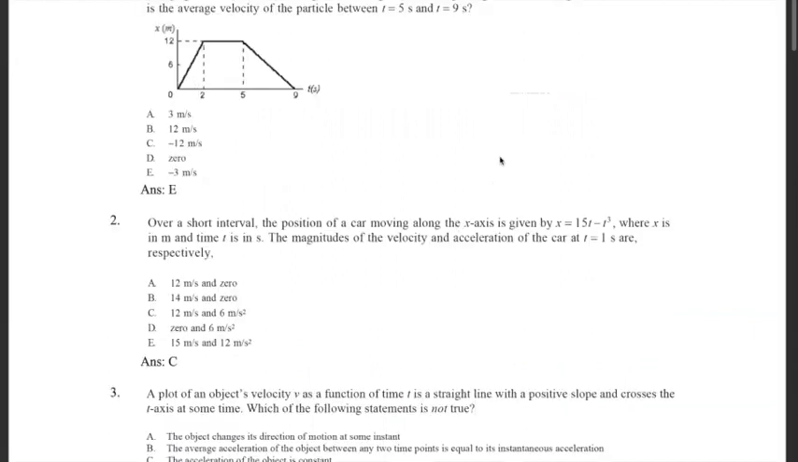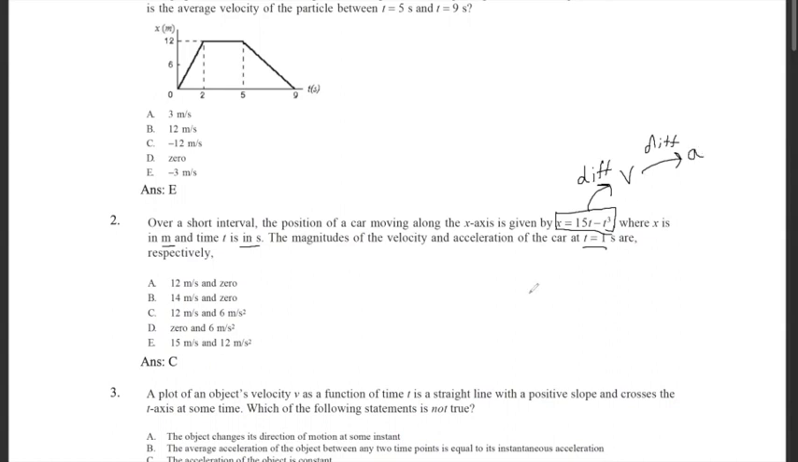Over a short interval, the position of a car moving along the x-axis is given by x equals this, where x is in meters and time is in seconds. The magnitudes of the velocity and acceleration of the car at t equals 1 are, respectively. So they've given us the equation of the distance moved along the x-axis, and they're asking us the magnitude of velocity and acceleration at time 1. First of all, we're going to differentiate this, because if we differentiate it, we get the equation of velocity, and then after we differentiate it again, we get the equation of acceleration, right?